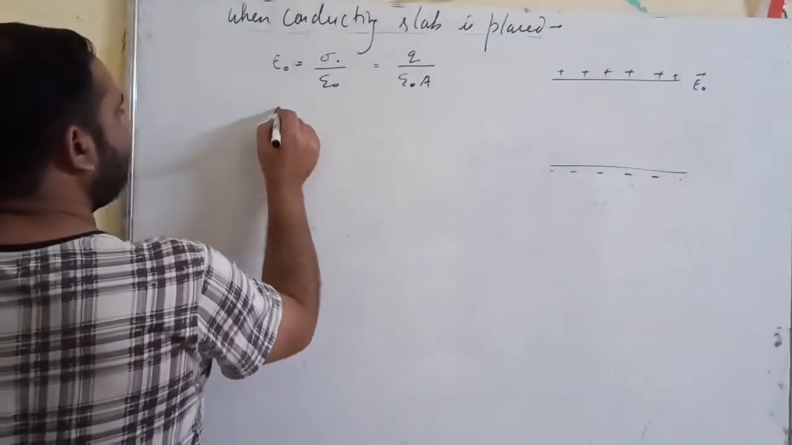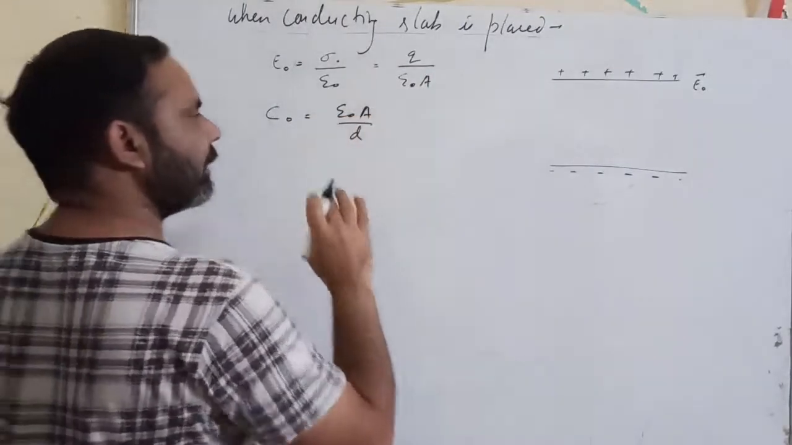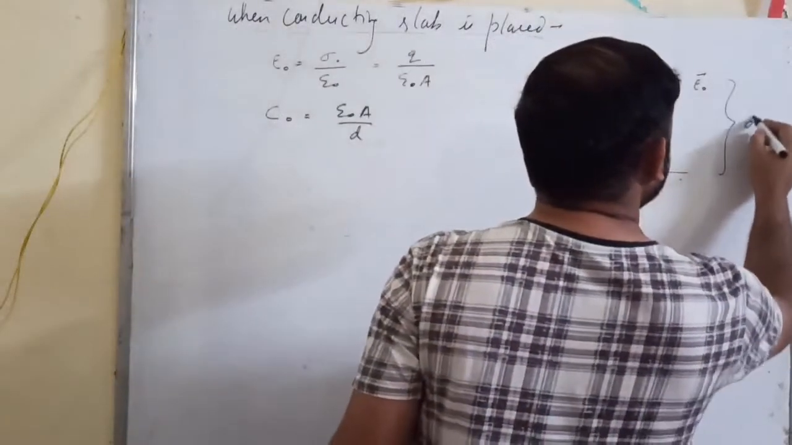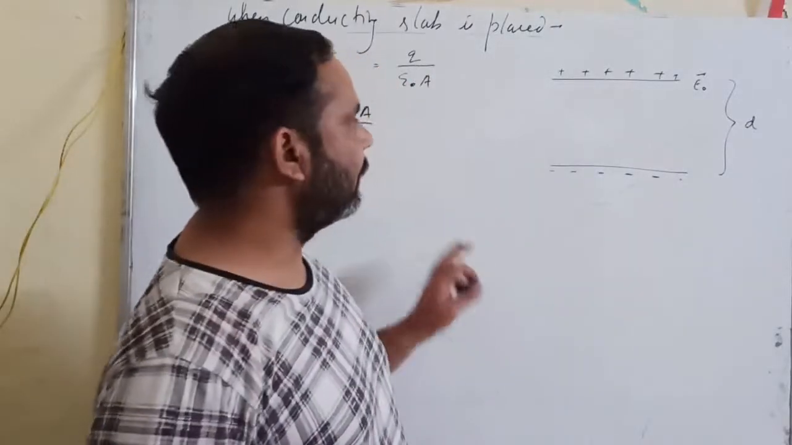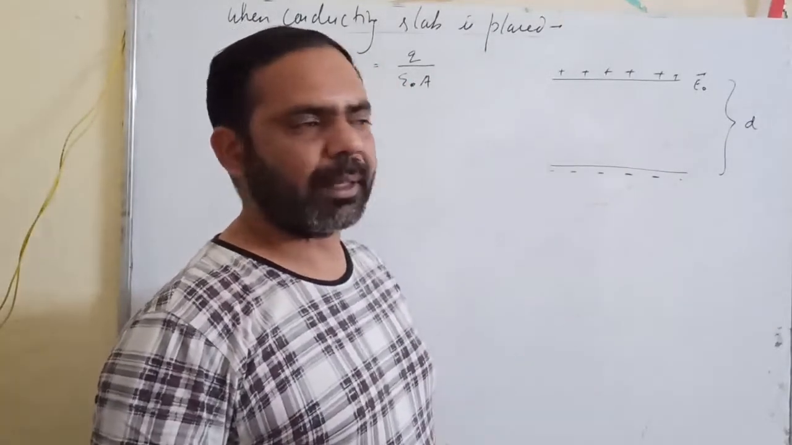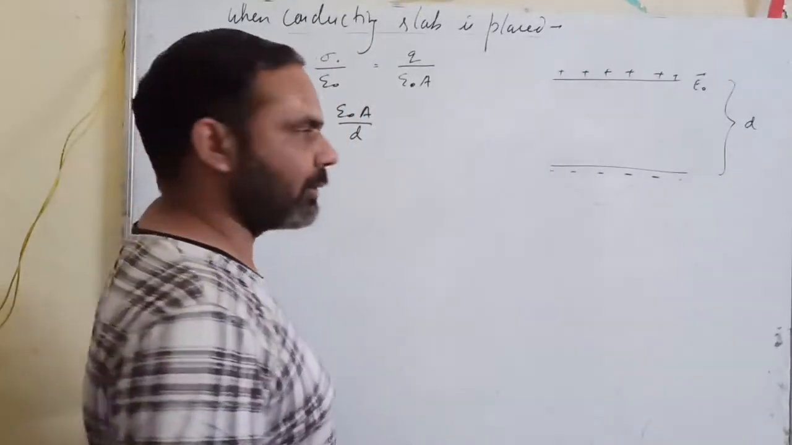The original capacitance C0 is epsilon naught A upon D, that we have already obtained. Here D is the distance between the plates. You can say distance between the plates or gap between the plates. So this is our original capacitance.